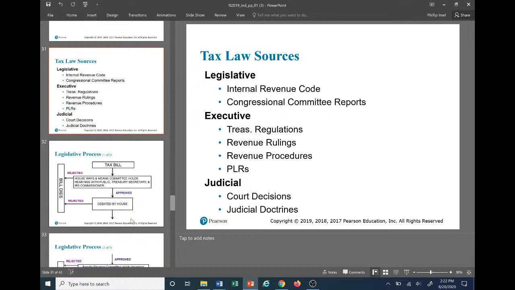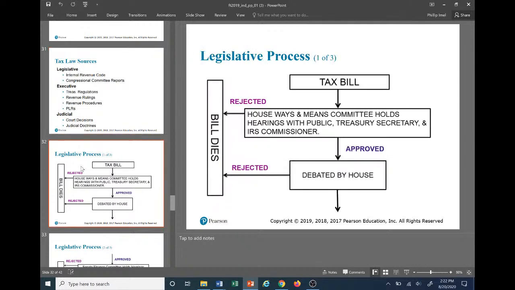There are different amounts of weight given to these different tax law sources, where one ruling will take precedence over the other. So it's important to know that as well. Let's talk a little bit about the legislative process of how an actual tax bill is passed through these different branches of government. So first we come up with the tax bill, right?